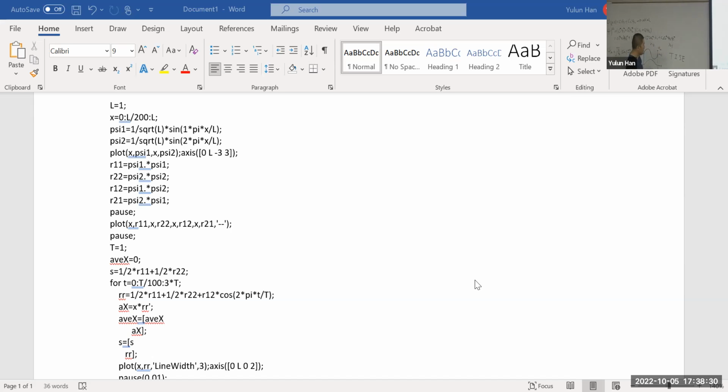Time independence. Yes. How can we get the time-dependent Schrödinger equation?